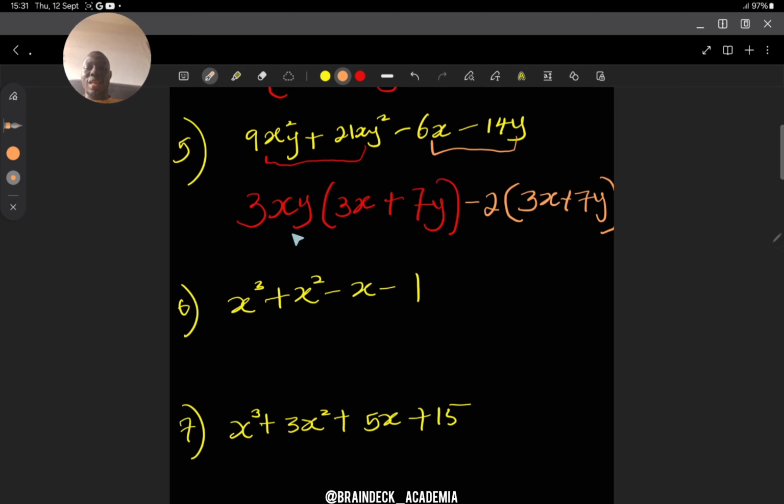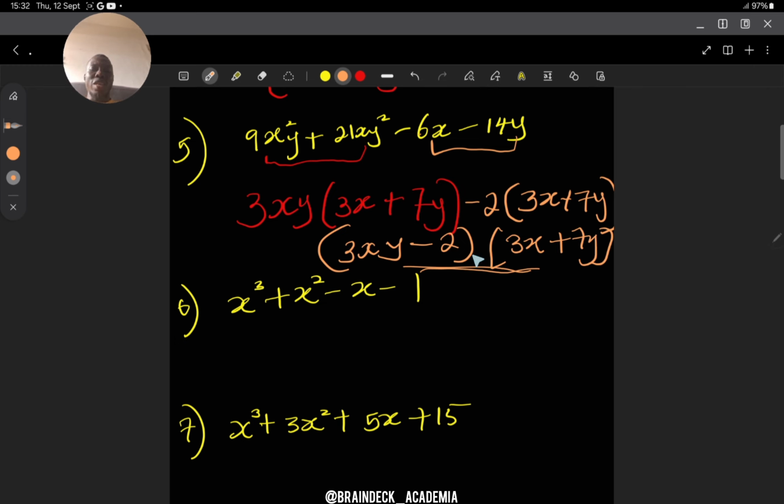So to write your final answer, you pick the factor that you factorized outside, which is 3xy minus 2 in one bracket, and you pick any of the similar factor, 3x plus 7y, and that is your answer. If you expand these factors, you get this expression back. Please, if you have any question, drop it in the comment section, as I said.